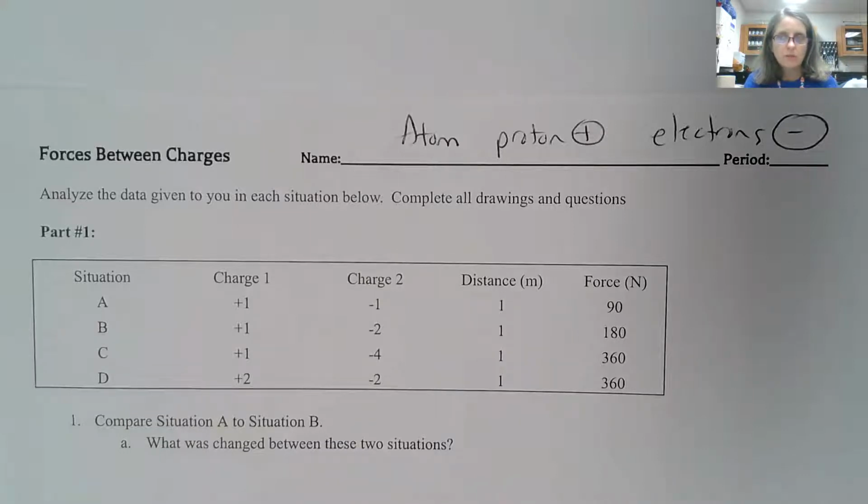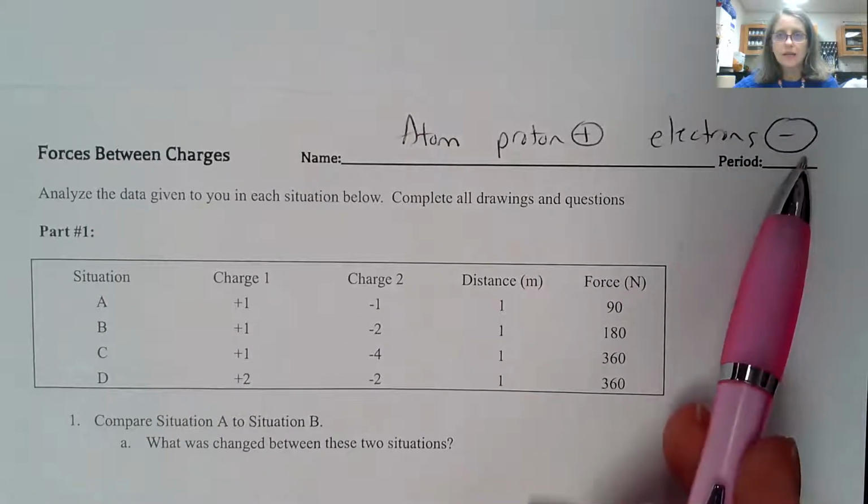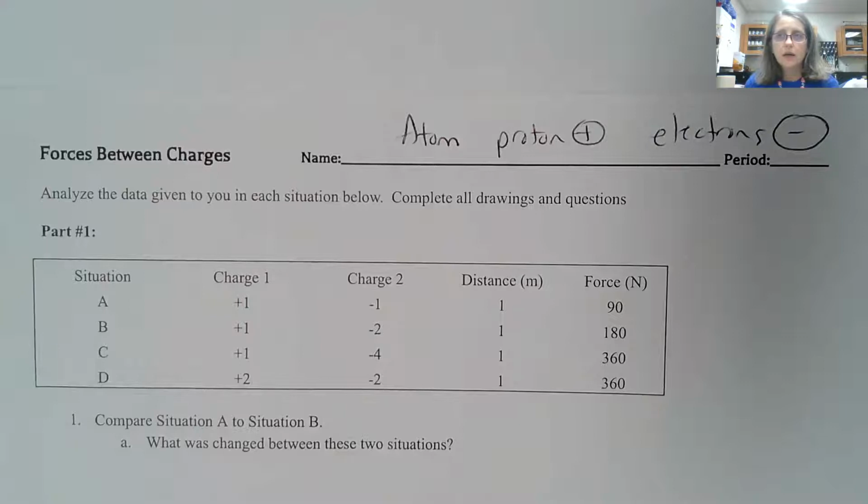So we are going to be focused on, again, the atom and the fact that the protons are positive and the electrons are negative. And so we know that scientists understood at a very early time that there was an interaction, there was an attraction between a positive and a negative. So what we're going to look at is some data.